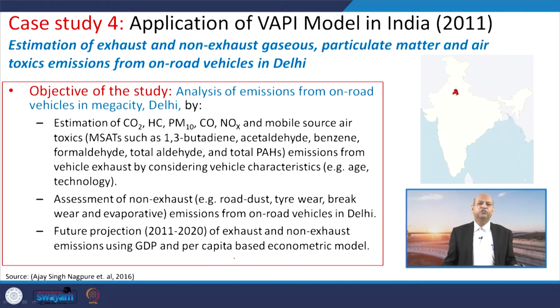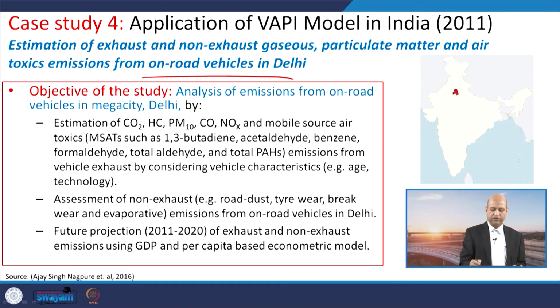When we talk about the fourth case study using the VAPI model, this is related to estimation of exhaust and non-exhaust gaseous plus PM particulate matter and toxic air pollutants from on-road vehicles in case of Delhi. So, this is only focused on Delhi, and the pollutants may be like particulate matter, PM10, CO, NOx, hydrocarbons, greenhouse gas CO2, okay, and then butadiene, acetaldehyde, benzene, formaldehyde, aldehydes, all those total PAHs.